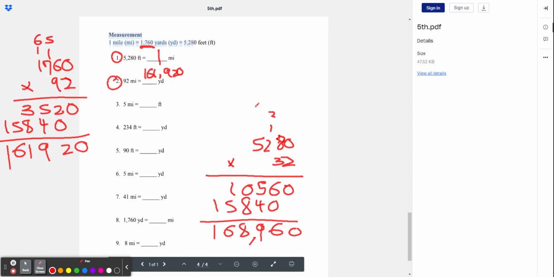So 32 miles is equal to 168,960 feet. And that is it.